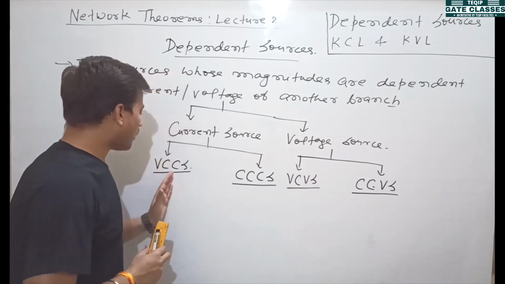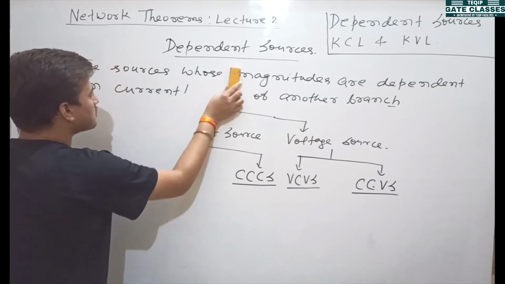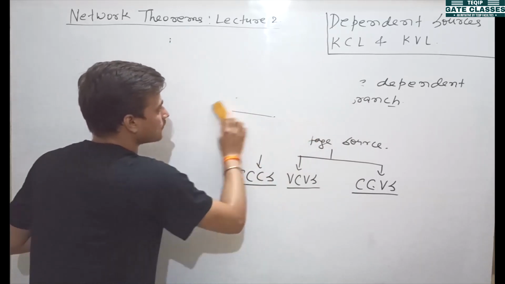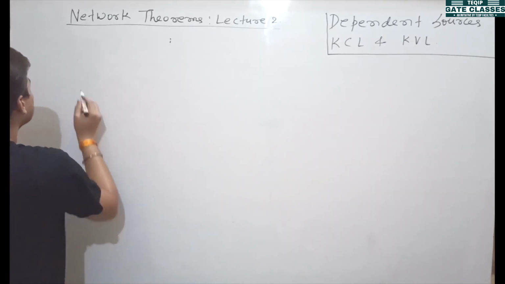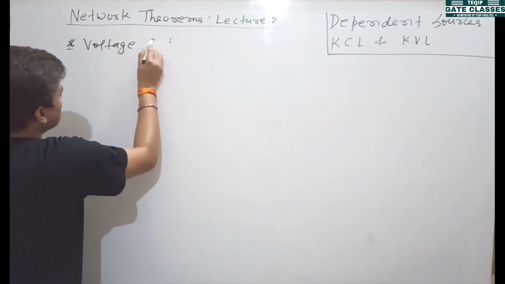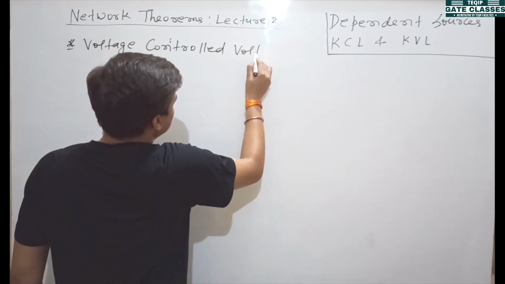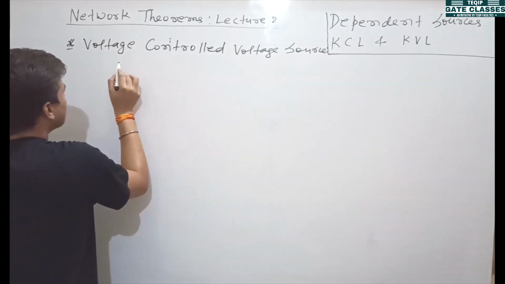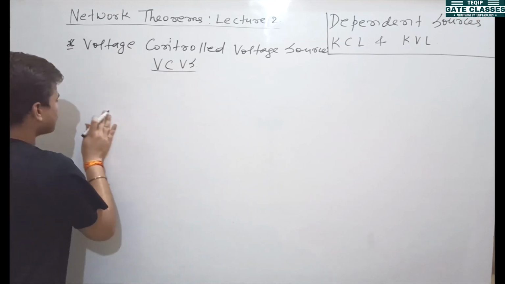So let us discuss all the four types of dependent sources here. We'll also deal with some examples. So let's start with voltage controlled voltage source, VCVS. Let us see what this one is.